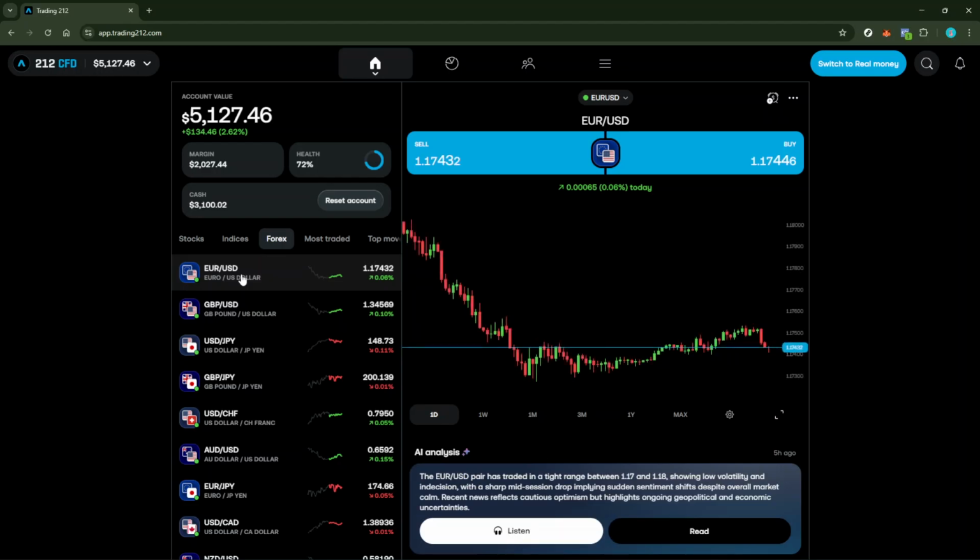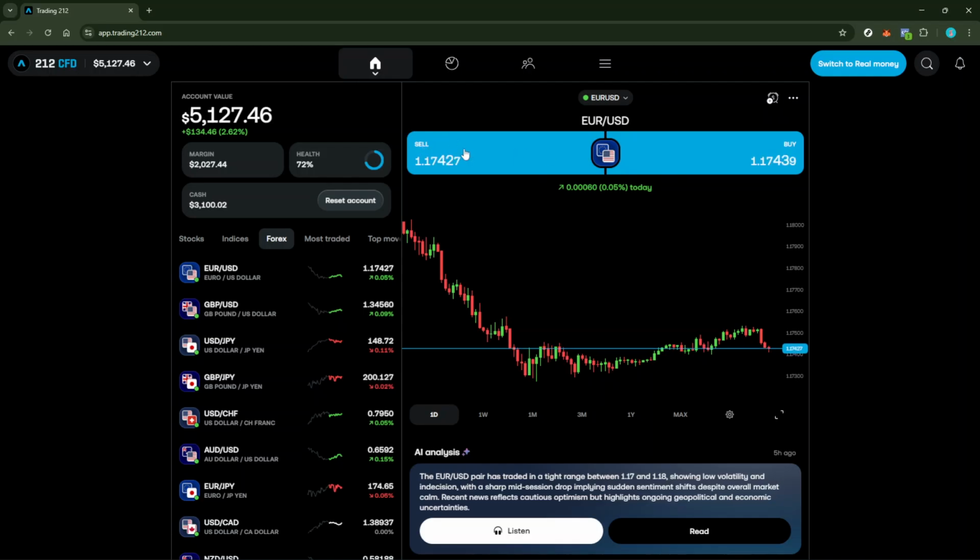After selecting your currency pair, you need to decide whether you want to go long, which means you anticipate the currency pair's value will increase, or go short if you believe that the value will decrease. You can do this by clicking buy to go long or sell to go short.